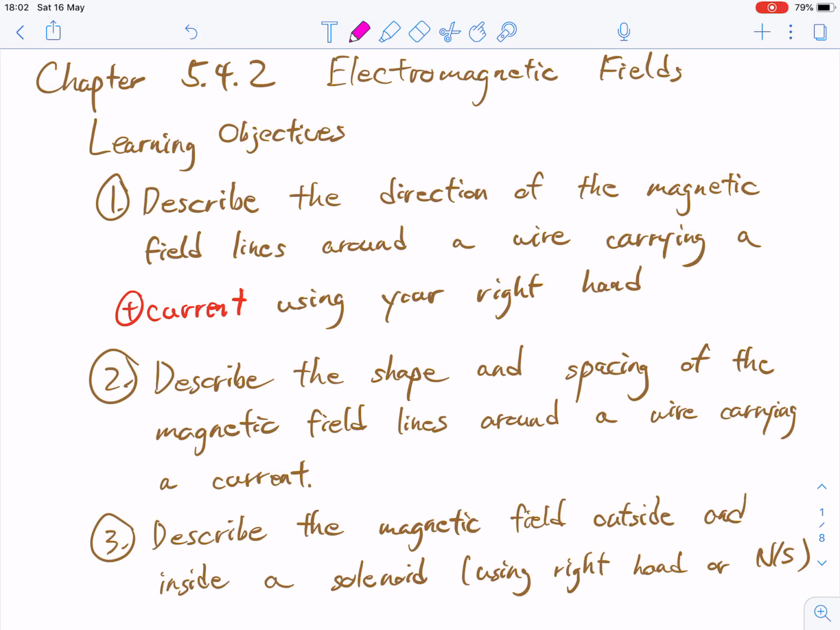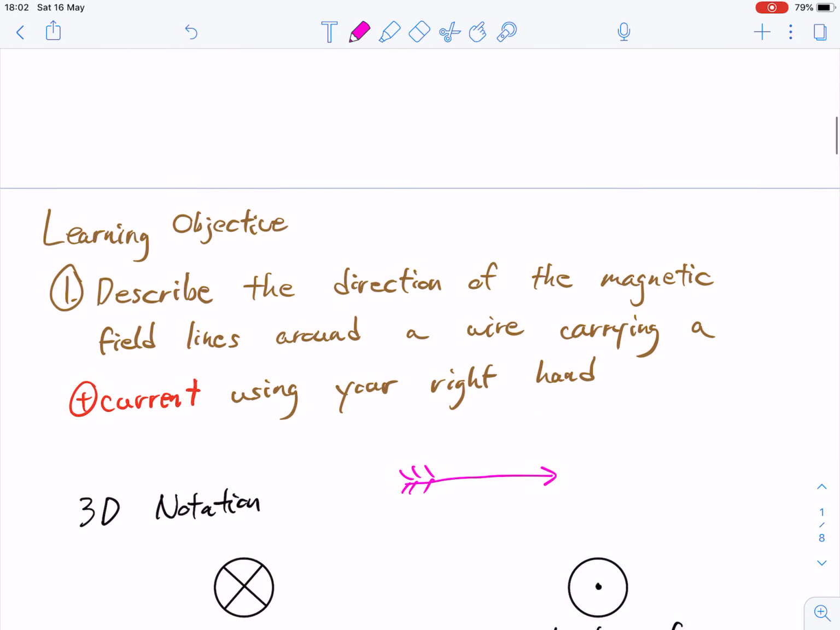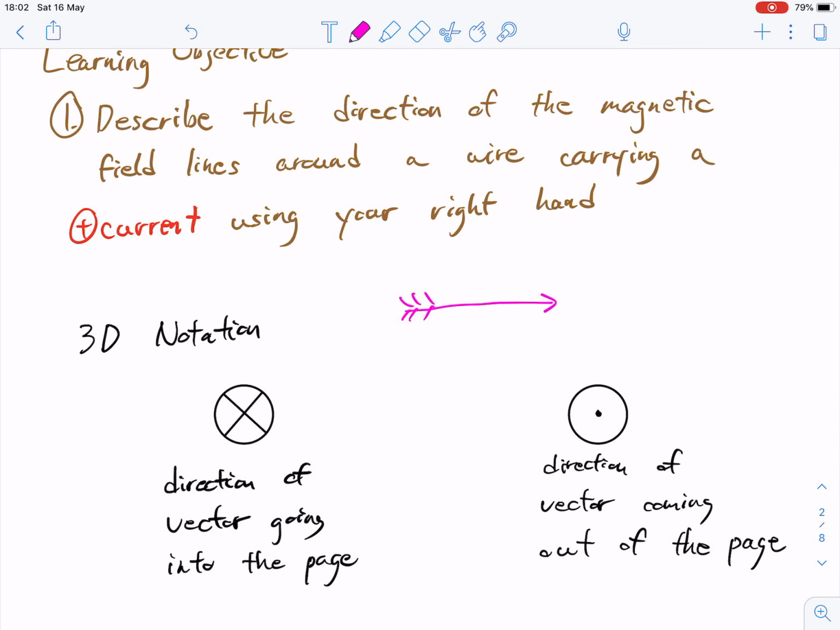Hi guys, welcome to the video for chapter 5.4.2 where we are looking at electromagnetic fields. So let's jump right into this. We have 3 learning objectives today. So our first learning objective is to describe the direction of magnetic field lines around a wire carrying a current.